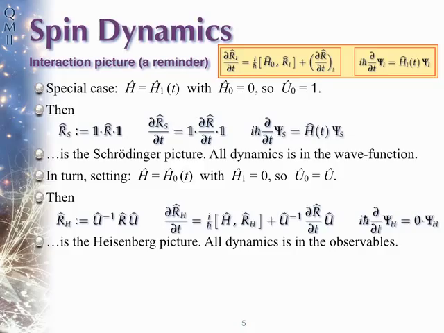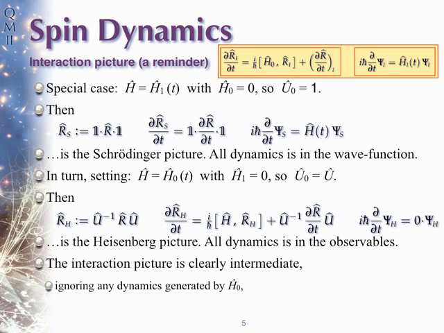And finally we have that the wave function doesn't change at all. So the wave function is static. It refers to initial or some other condition as given for the state. And all of the dynamics is contained in the evolution of the operators. So clearly then the interaction picture is an intermediate picture. And you can think of I as standing for intermediate rather than interaction.